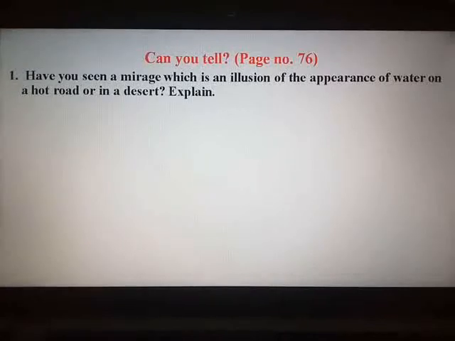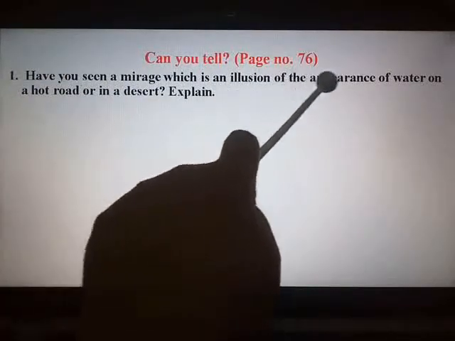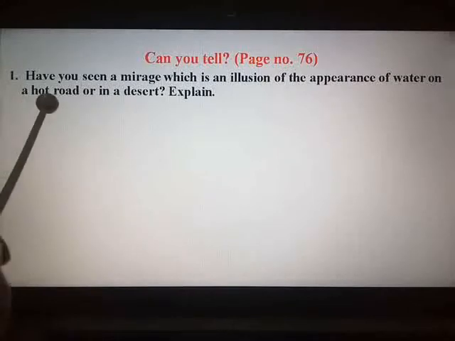Have you seen a mirage, which is an illusion of the appearance of water on a hot road or in a desert? Explain. Both these questions, if the reduction in syllabus we don't get, then both these questions are very important from board examination point of view. If the reduction in syllabus is on the way, then both these questions will be moved out as a reduction part. So till then we are just going to see what is a mirage and how it is experienced in the summer season on the hot road or in a desert.